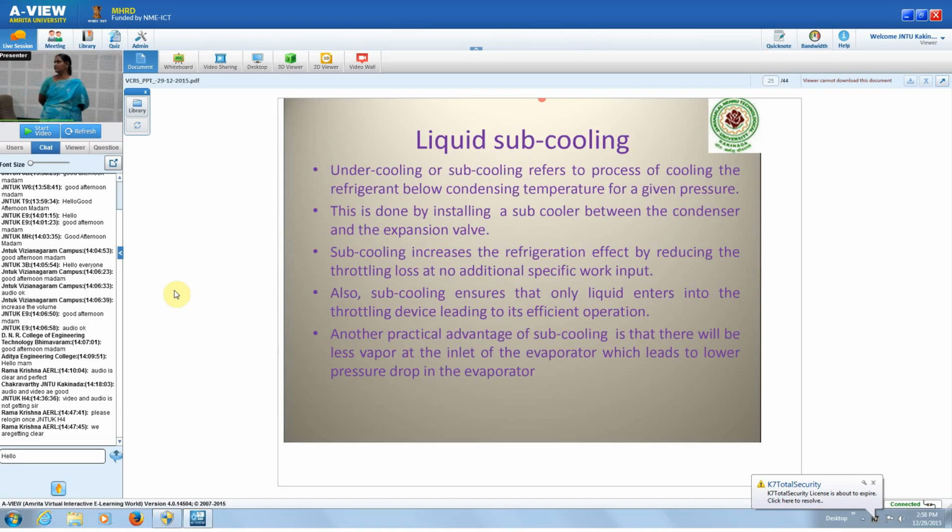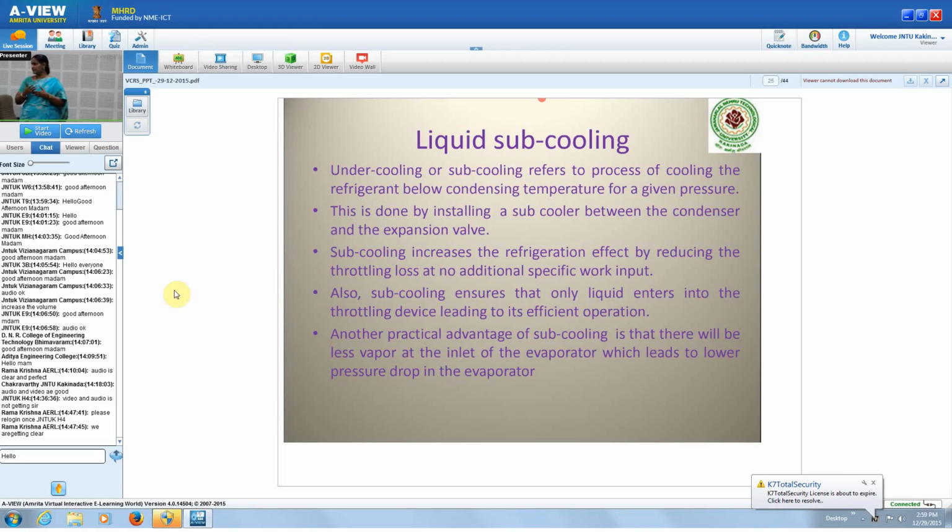Then another method of increasing the COP is subcooling of the refrigerant. At the end of the condensation, the refrigerant coming from the condenser will be in the saturated liquid state. Okay, so that is our point 3. Point 3 will always be on the liquid line. When the refrigerant at point 3, on the liquid line, is still decreased to some other temperature lower than the saturated liquid temperature, that is called the subcooling of the refrigerant.